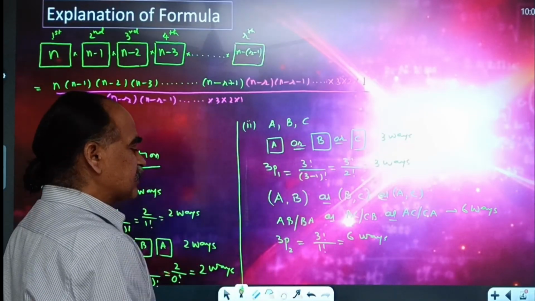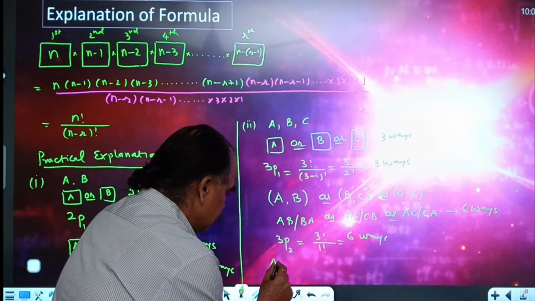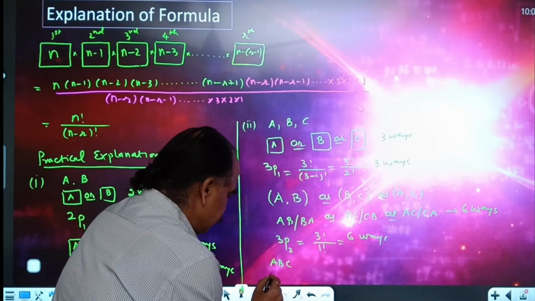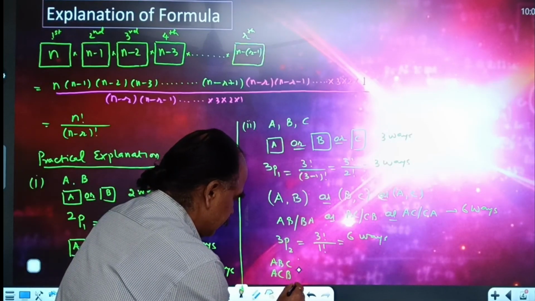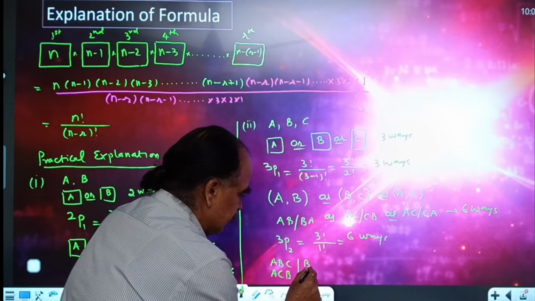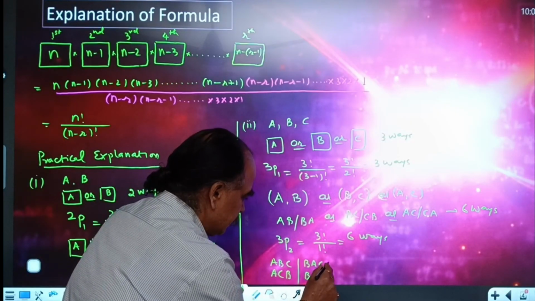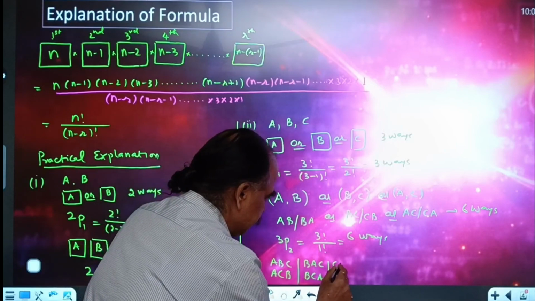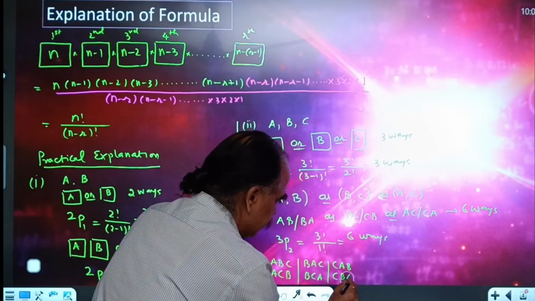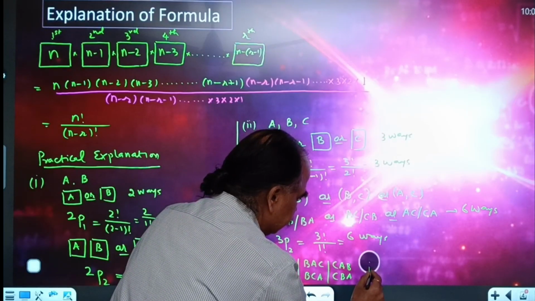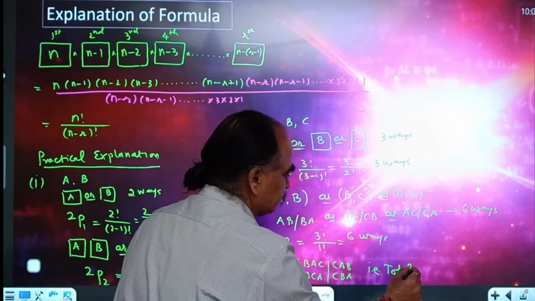Suppose we have to arrange all three, so practically what is it? ABC, ACB, BAC, BCA, CAB, CBA. That is total 6 ways.